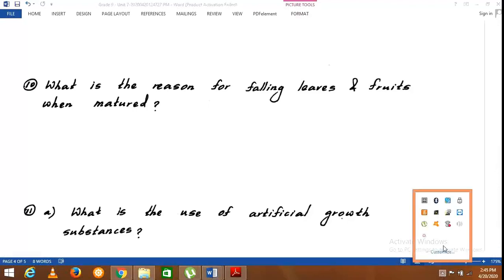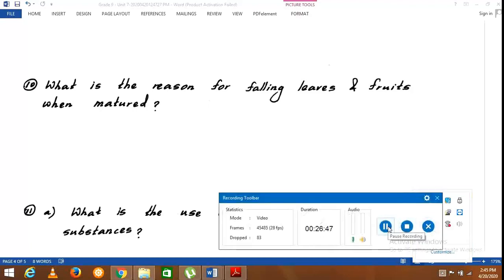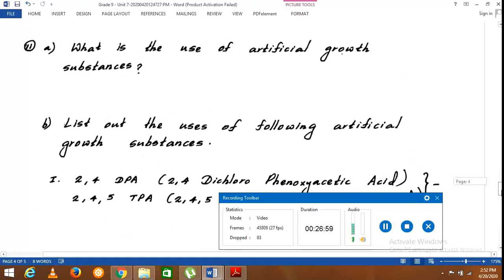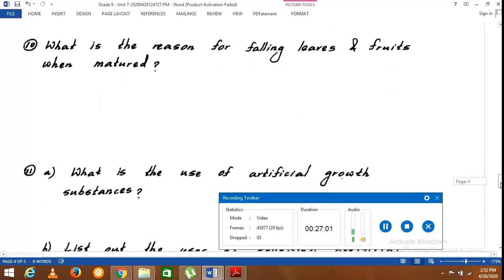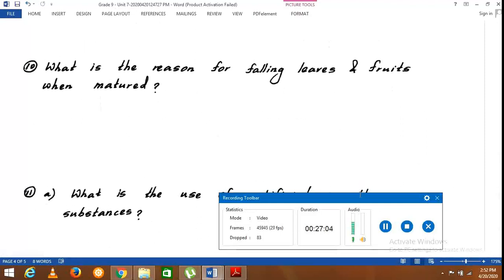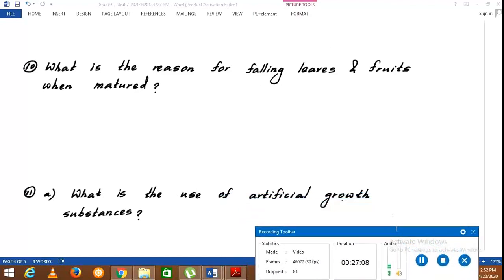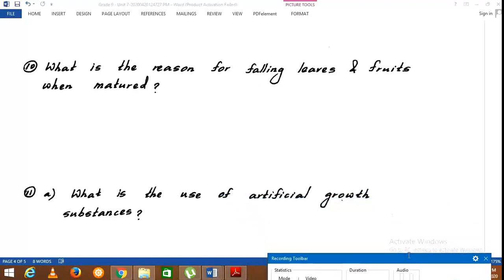What is the reason for falling leaves and fruits when they are matured? The reason is, you have seen when a leaf or a fruit is matured enough, it falls automatically from the plant.